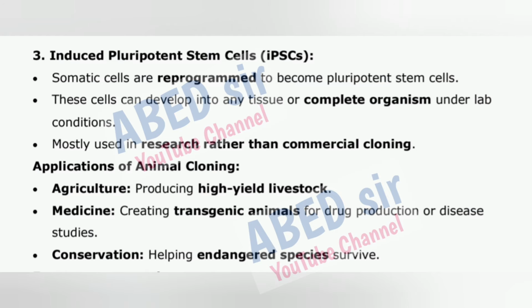3. Induced pluripotent stem cells, iPSCs. Somatic cells are reprogrammed to become pluripotent stem cells. These cells can develop into any tissue or complete organism under lab conditions. Mostly used in research rather than commercial cloning. Applications of animal cloning. Agriculture, producing high-yield livestock. Medicine, creating transgenic animals for drug production or disease studies. Conservation, helping endangered species survive.